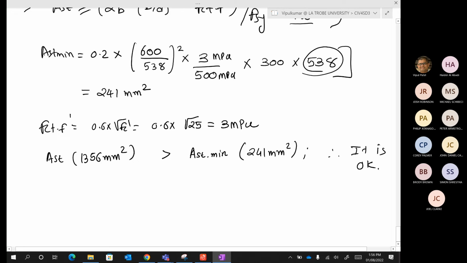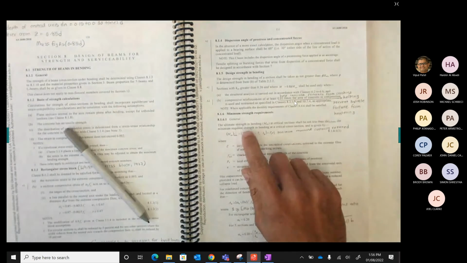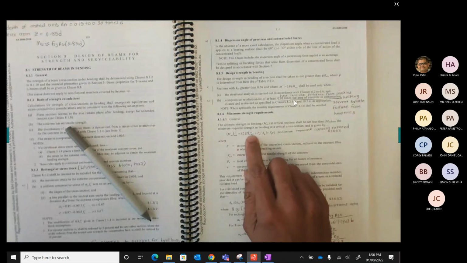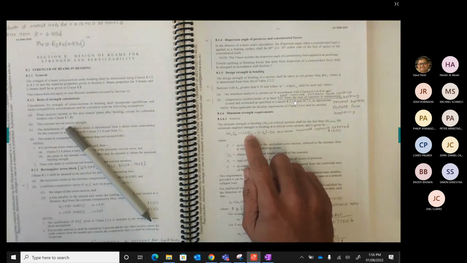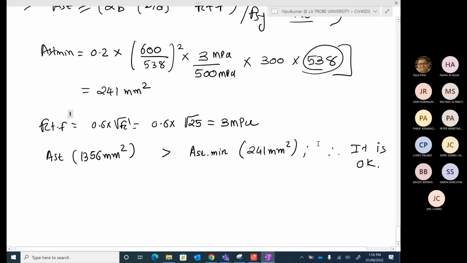So let's finish this one here. Probably there is one more check, but I will demonstrate that in one of the other examples. The minimum moment check is just 1.2 times the square root of fc dash, and Z is your bd squared over 6. I will show it to you later because of the time constraint.